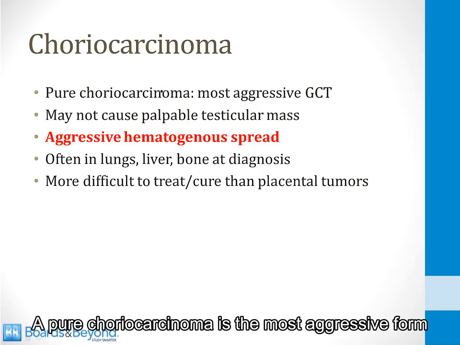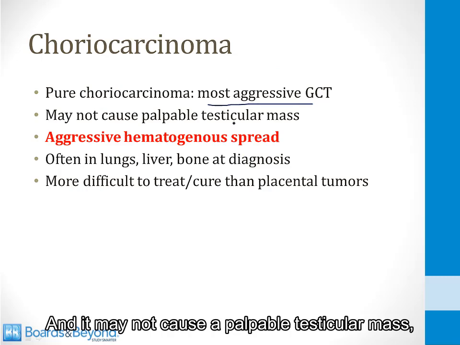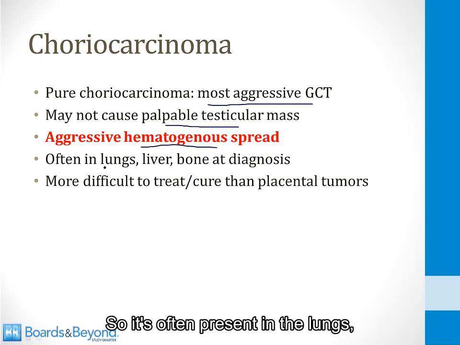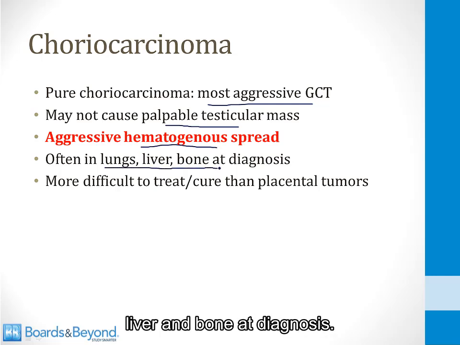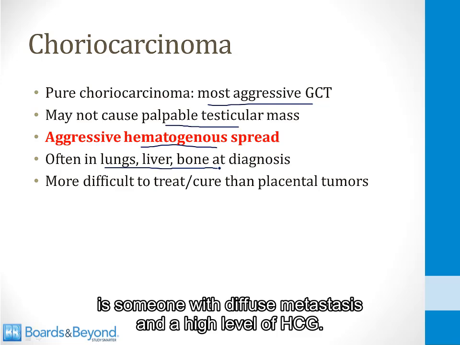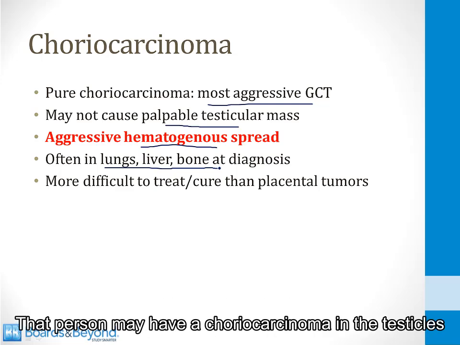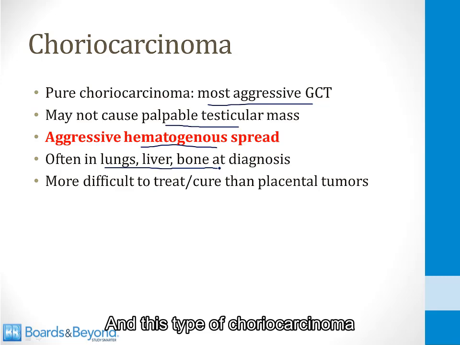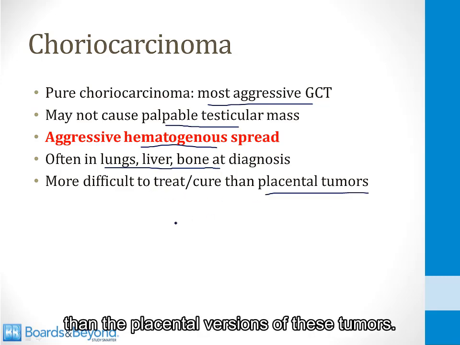A pure choriocarcinoma is the most aggressive form of germ cell tumor, and it may not cause a palpable testicular mass. It's famous for aggressive hematogenous spread, so it's often present in the lungs, liver, and bone at diagnosis. So how this will present is someone with diffuse metastasis and a high level of HCG. That person may have a choriocarcinoma in the testicles that was not evident as a palpable mass. And this type of choriocarcinoma is more difficult to treat and cure than the placental versions of these tumors.